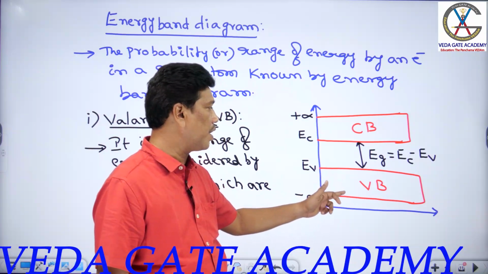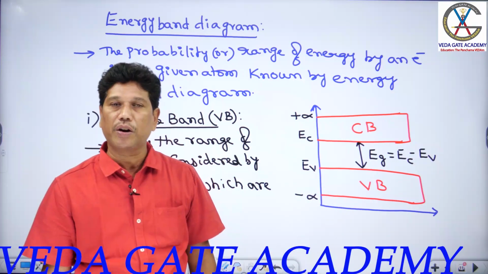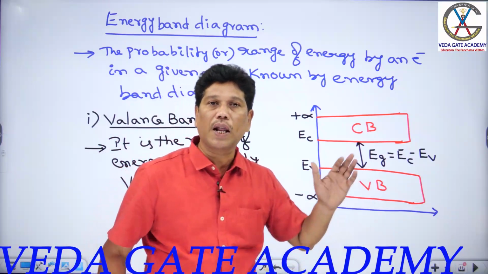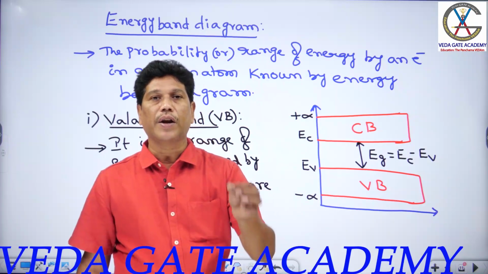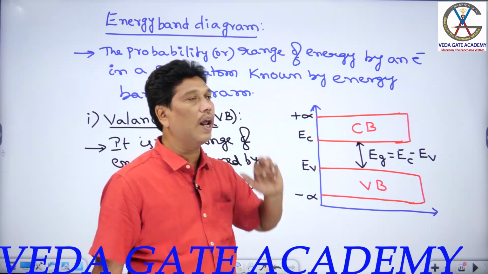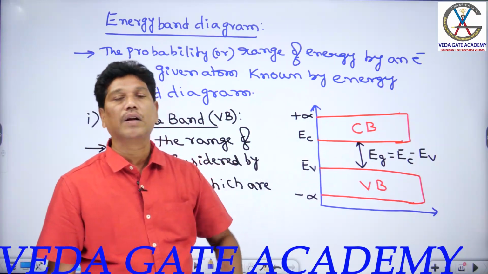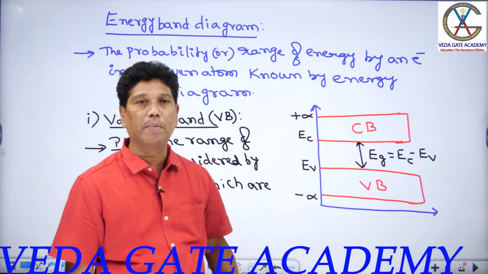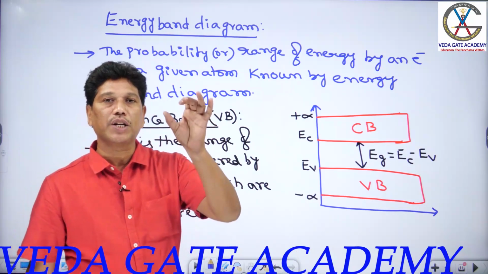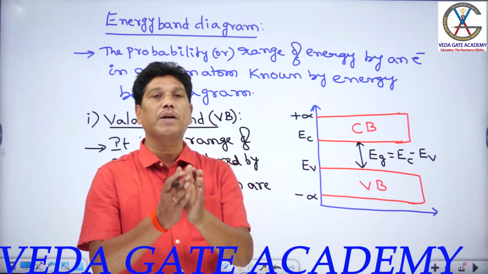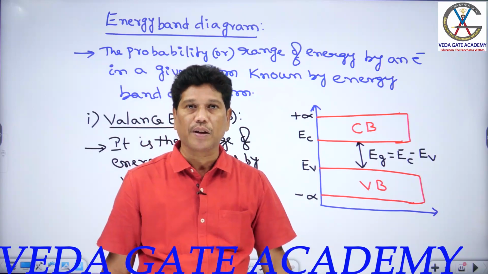Suppose the applied energy is less than the energy gap; that electron is unable to jump into the conduction band, so such an electron does not become free. Got it now? Understand, students? The energy gap always represents the minimum energy required by an electron to move from the valence to the conduction band to become free.